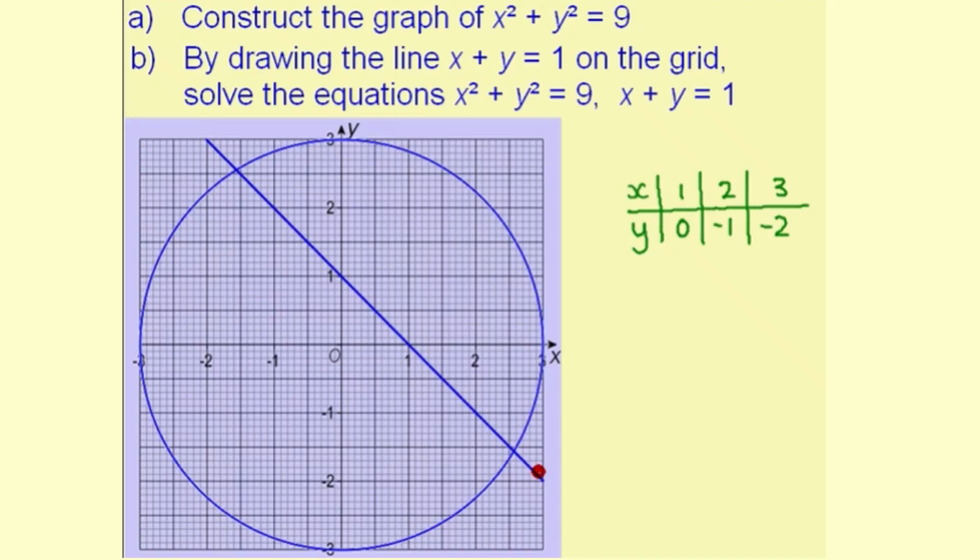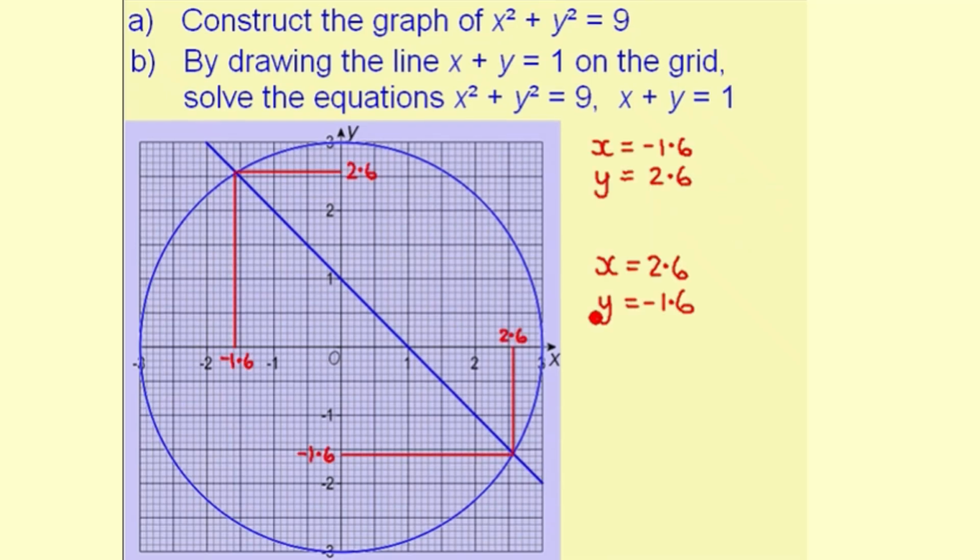You then need to construct the line of x plus y equals 1, and as you can see, that has been constructed on this one. Draw the straight line, and then to solve it, it's the coordinates where the line and the circle meet. So those two coordinates you can see on the screen now, when x is negative 1.6 and y is 2.6, and the other coordinate where they meet is when x is 2.6 and y is negative 1.6.